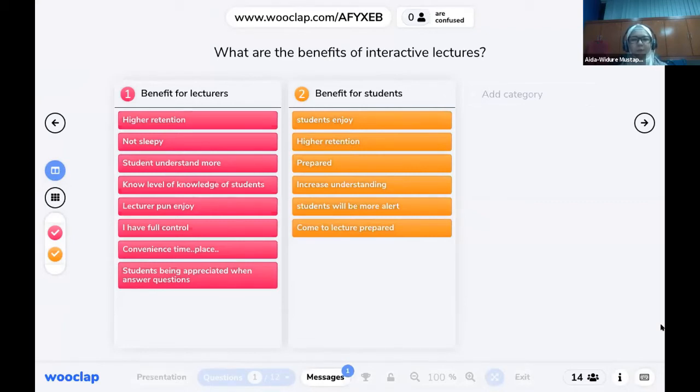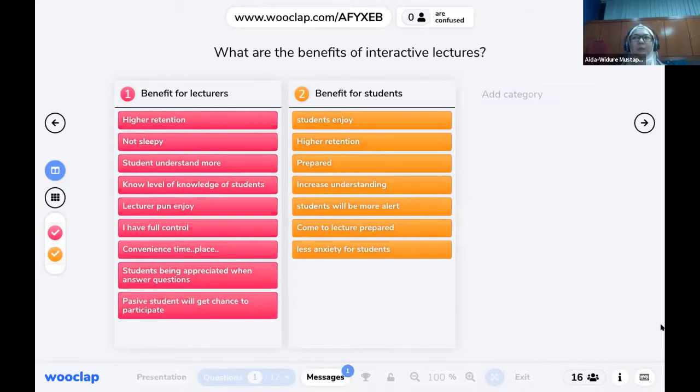Okay, so I see there are a bit more benefits for lecturers, but I think some of it should be under benefits for students. Thank you very much for your input. So as you can see, there are so many benefits for lecturers and also for students, but mainly we are here for the students. So yes, correct, less anxiety for students. We were all students once, so we know the anxiety, especially when you are learning new lecture content and then you get picked on, or you're suddenly asked to discuss it. How do you want to discuss if you haven't really understood the content?